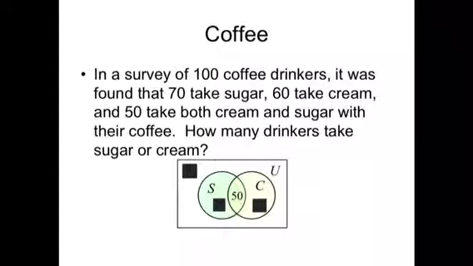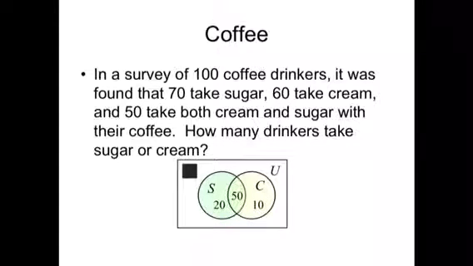To figure out the outside portions, if we know that there are a total of 70 that take sugar, then we're going to subtract this 50 from that 70 to figure out what's left over on the outside. And we will get that there are 20. After we've done that, to figure out the outside portion for cream, we would again take this 50, subtract it from the 60 that take cream, and we get that there are 10.